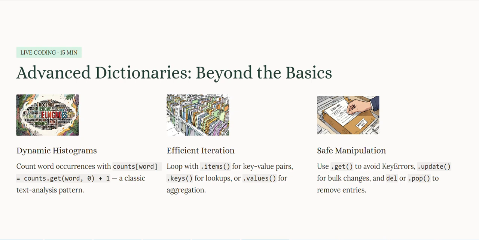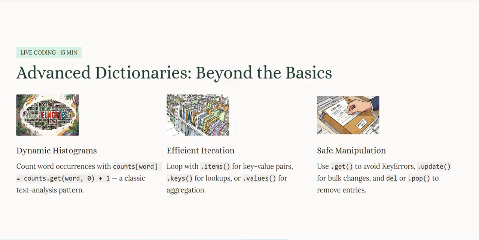So here are advanced dictionaries, beyond the basics. Dynamic histograms: count word occurrences with counts[word] = counts.get(word, 0) + 1. A classic text analysis pattern. So it is a classic text analysis pattern that is used, okay.